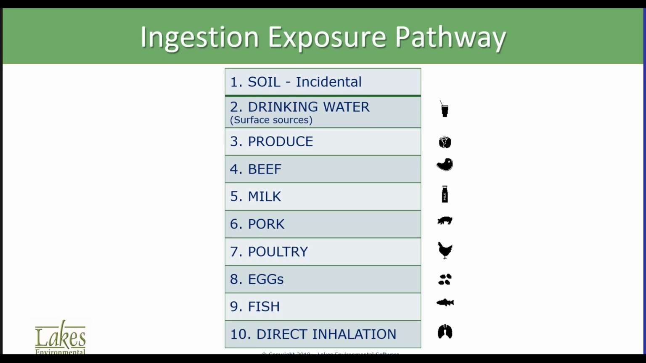And each one of these exposure pathways has a set of calculations with them to estimate the cancer and non-cancer risk of the various COPCs. And as you go through the HHRAP document, there are numerous equations, numerous calculations that have to be performed. Now, years ago, this was done pretty much by hand.